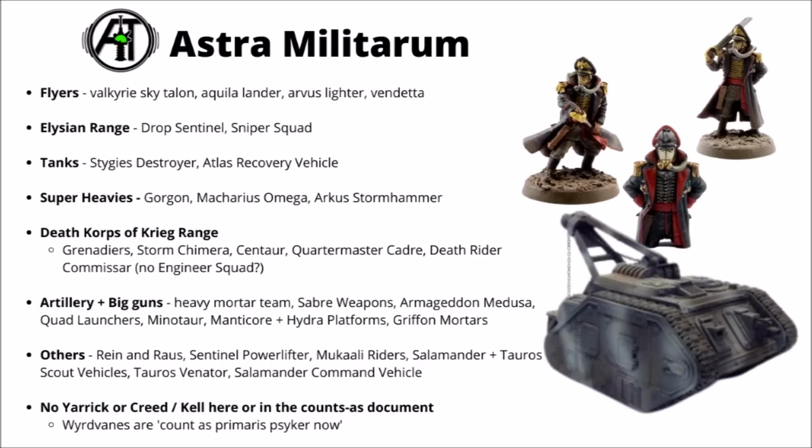I was kind of wondering whether this would be the time when they got some Legends datasheets of their own. I guess realistically they're not too hard to just slot into an army. Yarrick could be a Commissar, Creed could take the place of his daughter, and Kell could be all manner of officers, but it seems a little bit strange that they didn't appear in either of the documents. Wyrdvane Psykers were mentioned in the Counts As one, by the way. They count as Primaris Psykers now, so they don't get their own unique Legends datasheet.